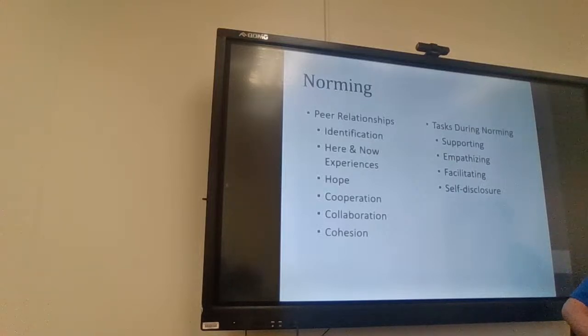With respect to tasks, during the norming stage, group members learn to regulate, evaluate, and coordinate their efforts. They do so by showing support, empathizing, facilitating discussion, and providing self-disclosures which reveal information about themselves to other group members. The norming stage results in a group that feels connected and is able to move on to concentrate on being productive rather than protecting themselves. Norming allows group members to clear their minds, reassess their goals, feel good about themselves, and make new plans for the working stage of the group.